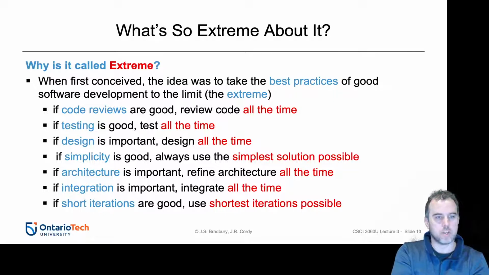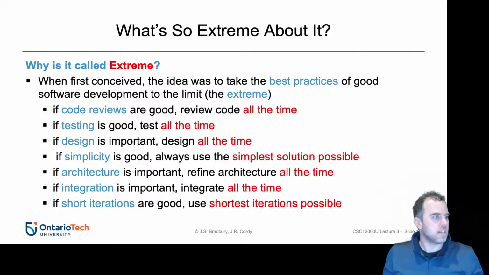I'm only going to pick out a couple on this slide, but if testing is good, do testing all the time. If simplicity is good, always find the simplest solution. If short iterations are good, use the shortest iterations possible. So everything is done to the extreme. You do it to the best possible you can. Everything that's considered a best practice should be done to an extreme, such as testing all the time, shortest iterations, architecture all the time, and so on and so forth. So this is why it's called extreme.